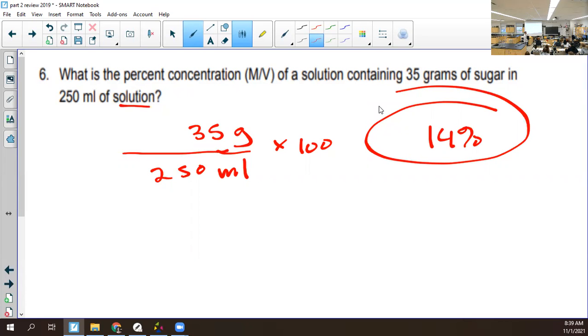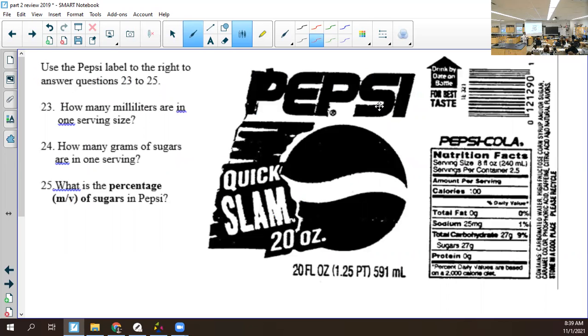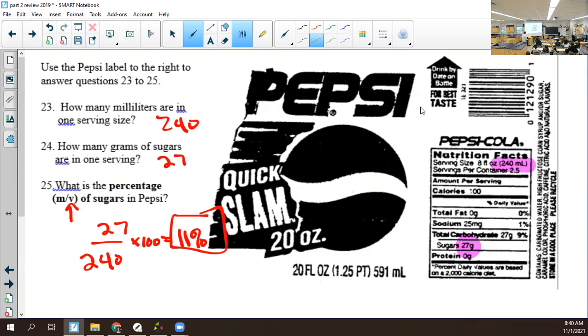Not that bad, right? Okay, I want to look at this real quick. On the test, there's a section that's application, and it's a label, and it says exactly how many milliliters are in one serving. You look over there, and it tells you it's 240. Then how many grams of sugar? You look over here, and it tells you it is 27 grams. And then it wants to know the percentage of sugar in this, mass over volume. So you have 27 over 240 times 100, and it's going to be around 11%. Just find the label, find what it asks, and then divide it. Okay, percent concentrations, it's right there.